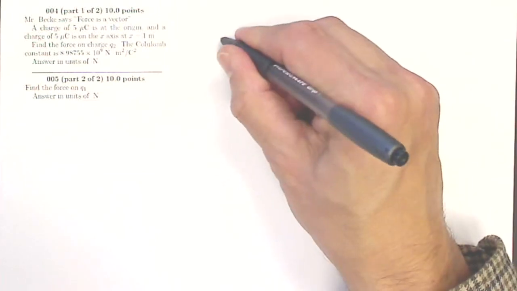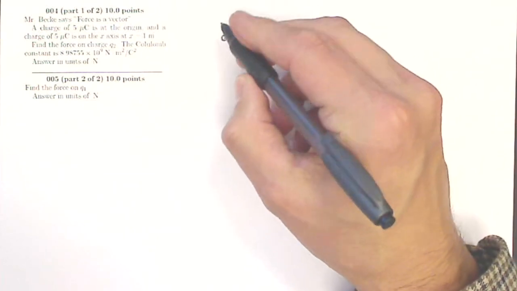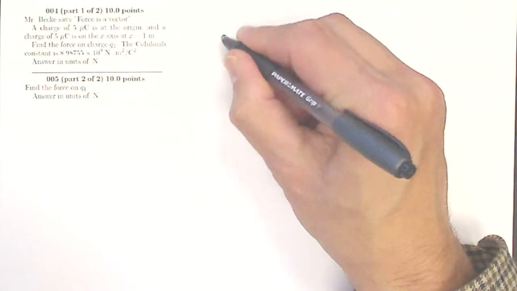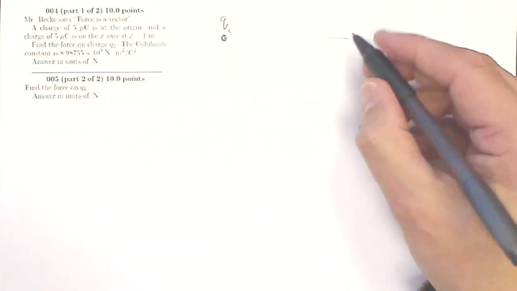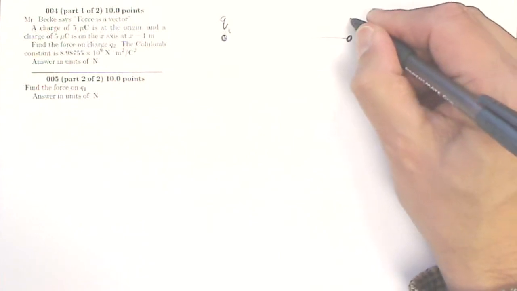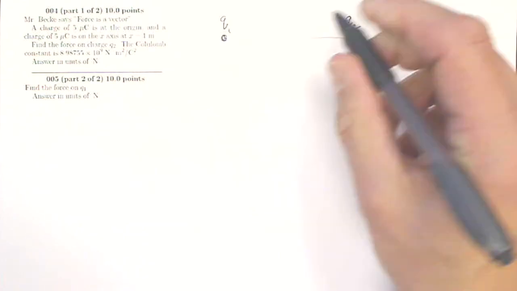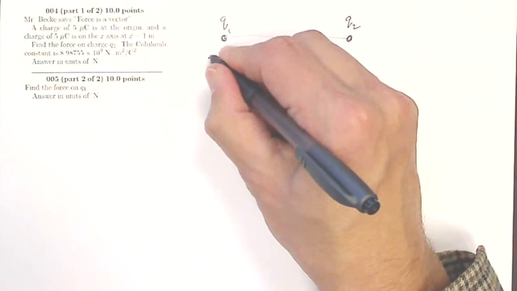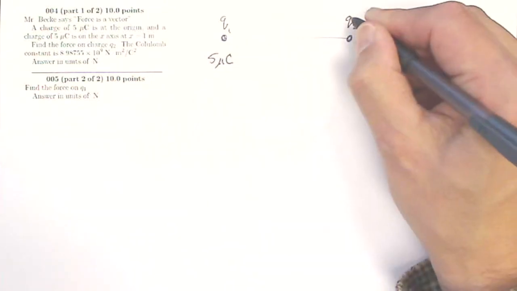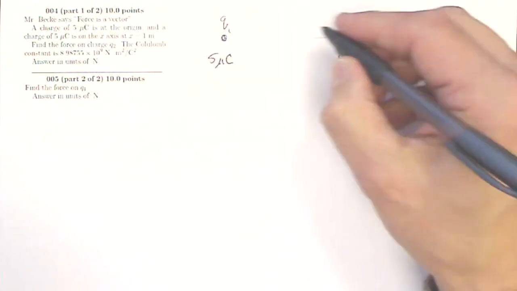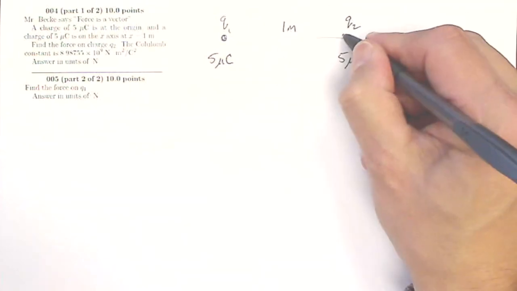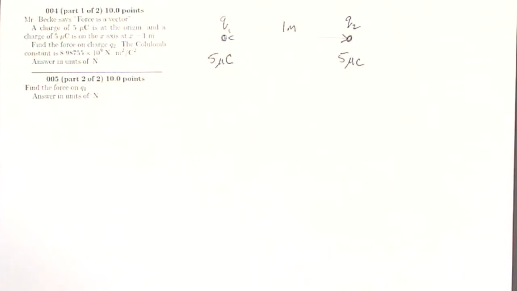So what I've got is one charge, which is going to be on the origin, so that's going to be Q1. I've got a second charge that's located 1 meter away, so that's going to be Q2. I know Q1 happens to be 5 microcoulombs. For me, Q2 is also 5 microcoulombs, and the distance between them is 1 meter.